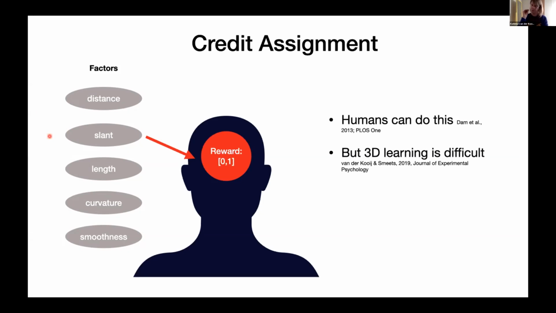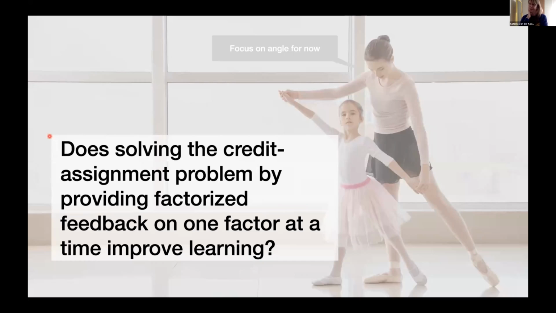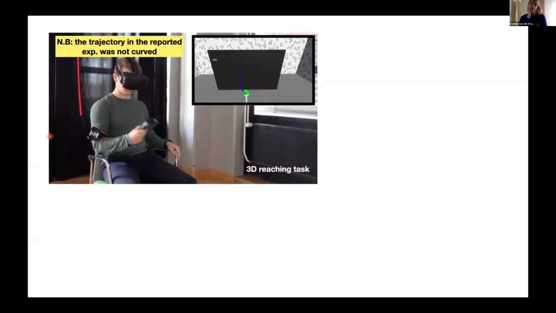It is known that humans can do this for relatively simple tasks at least, but in our lab we also saw that 3D learning is much more difficult than 1D learning. So in this experiment, we wanted to ask, does solving the credit assignment problem for the participant by providing factorized feedback on one factor at a time improve learning? We used a trajectory matching task where participants matched a 3D trajectory they viewed in VR and where they received only binary, so red or green, performance feedback.